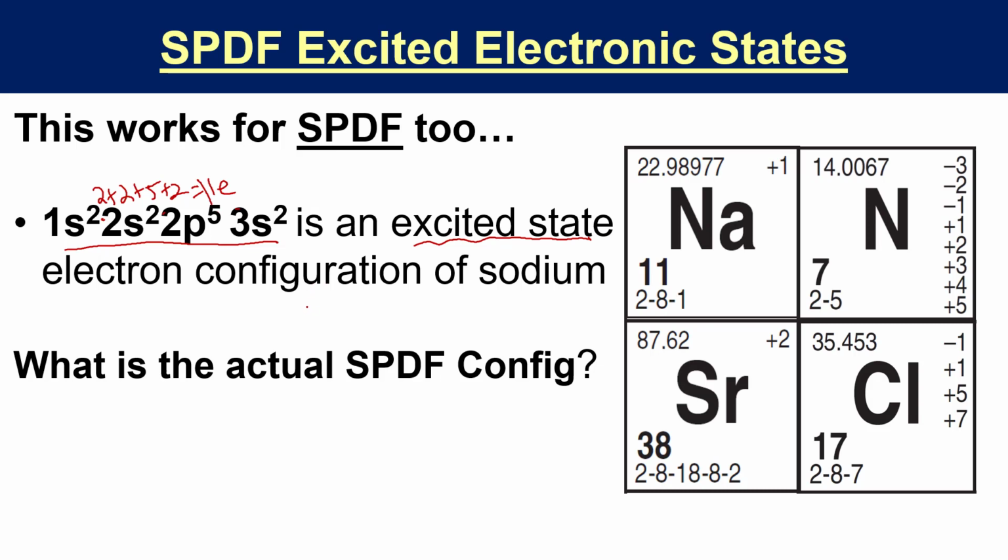Now, the idea is, what's the actual electron configuration for sodium? Well, if we look at our periodic table, we know it's 1s2, 2s2, 2p6, 3s1. This is the electron configuration according to the rules of filling, and it looks to me like a 2p electron jumped up to the 3s, and that's what makes this an excited state.